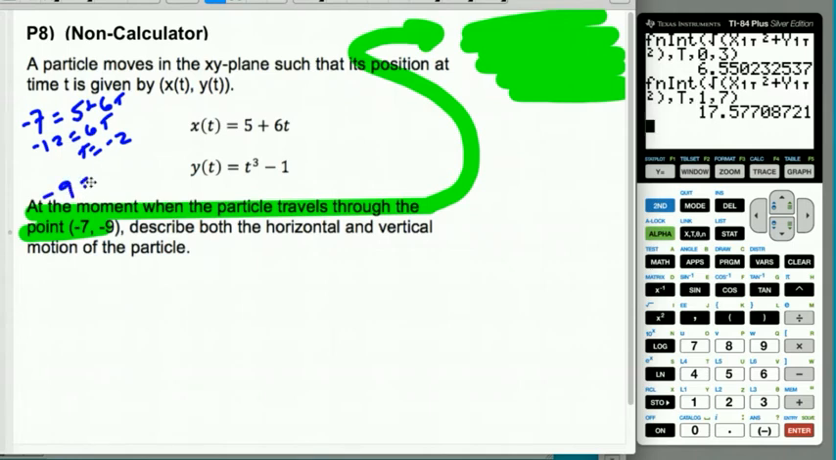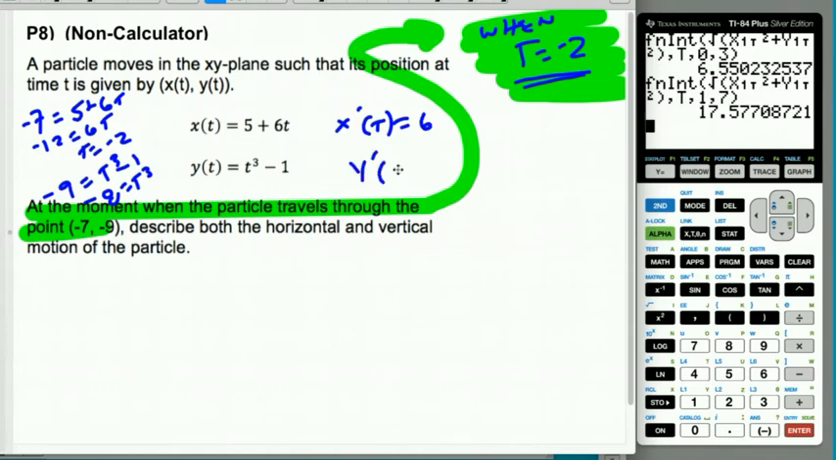Negative 9 equals t cubed minus 1. Negative 8 is t cubed. Yep, my t is negative 2. So that's the time we're talking about. Okay, so that's when, right? And then I'm going to need to find x prime of t, right? X prime of t is a 6, and I'm going to need to find y prime of t, and that's going to be a 3t squared.